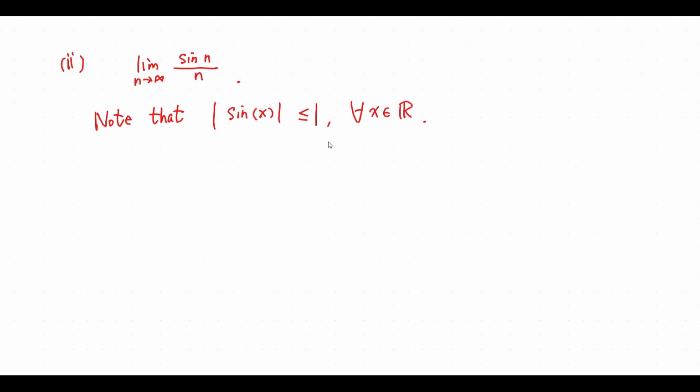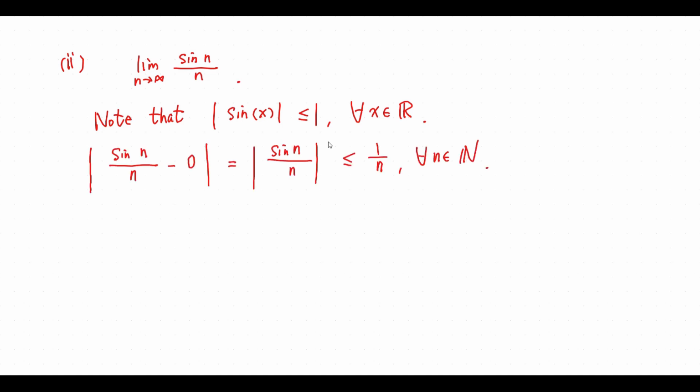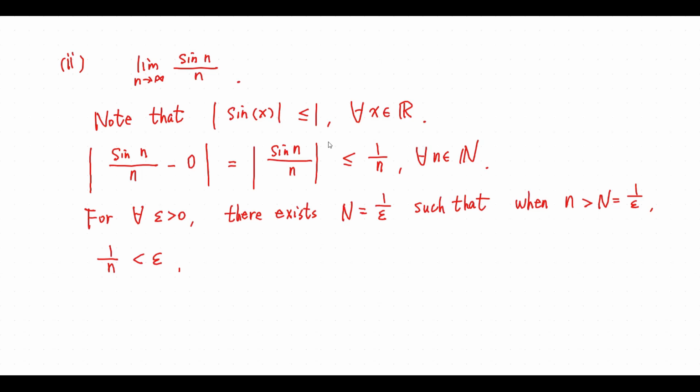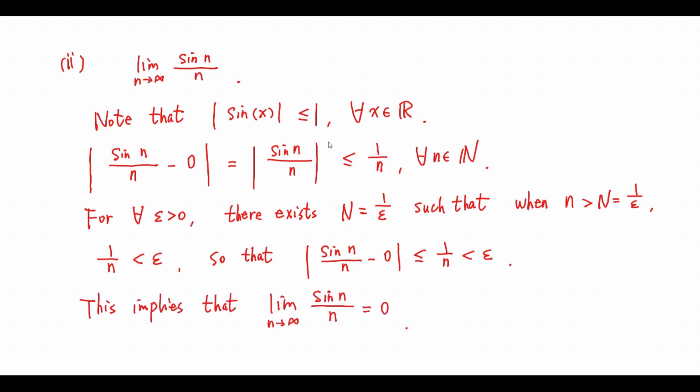Question 2. Note that the absolute value of sin x is equal to or less than 1. Then we have this inequality for all positive integer n. For any epsilon greater than 0, there exists N equals 1 over epsilon, such that 1 over N is greater than n. 1 over n is less than epsilon, so that this one is less than epsilon. This implies this limit.